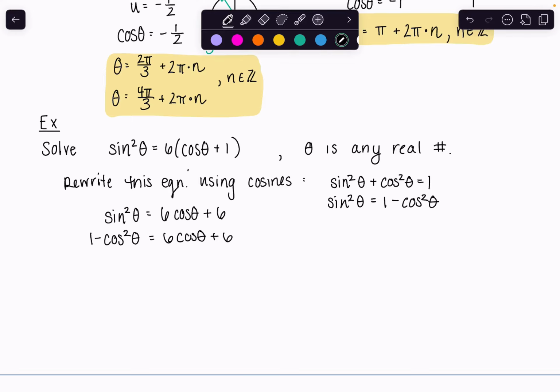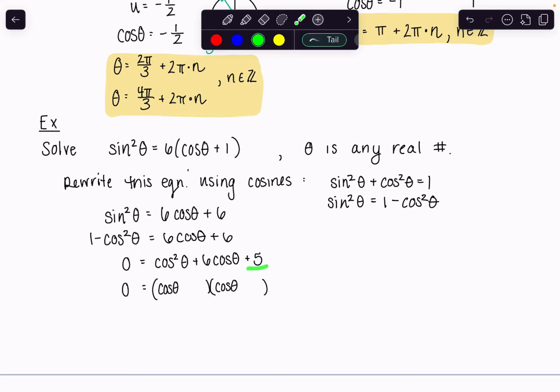And this is a little bit better because now everything is cosine, so I want to move it all over. I definitely want to add this to the other side to make the cosine positive. So that gives me cosine squared of theta plus 6 cosine of theta, and then subtracting the 1 gives you a 5. Okay. And again, you can make a u substitution here if you would like, but the more you do this, the easier it becomes to factor. To get cosine squared, you just need a cosine and a cosine.